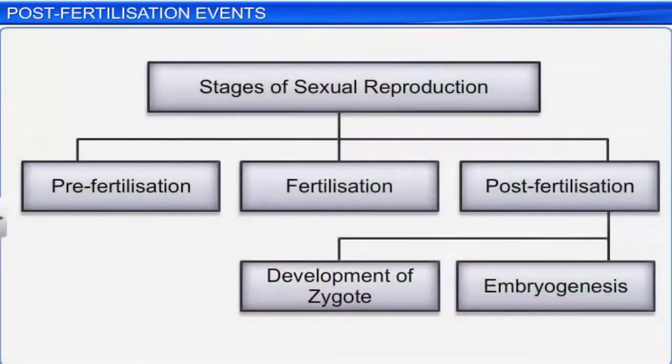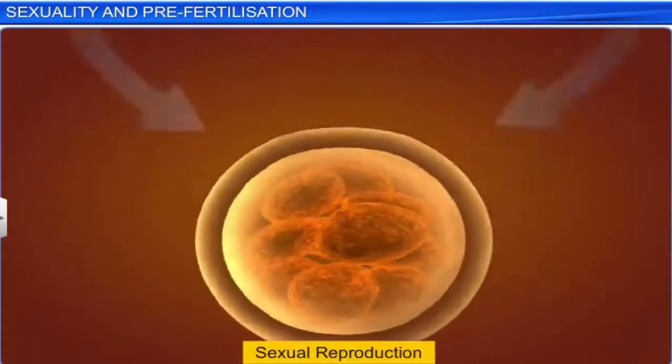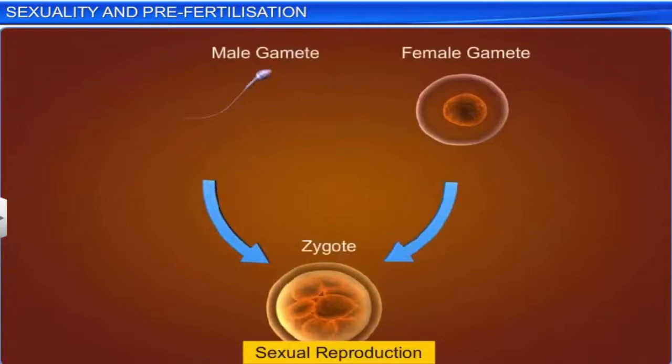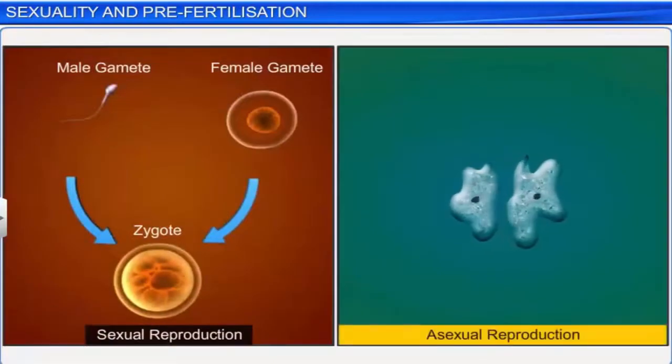Thus, in both plants and animals, the formation of a new life hinges on the development of a zygote and embryogenesis, the two post-fertilization events. Sexual reproduction, which is common in higher plants and animals, is a far more complicated and elaborate process than asexual reproduction.